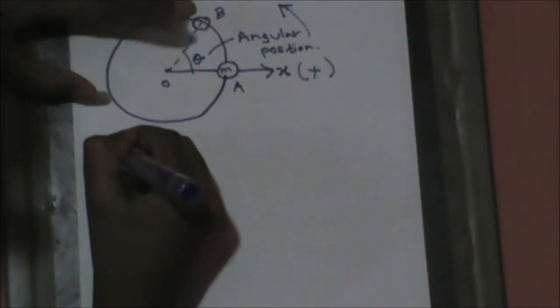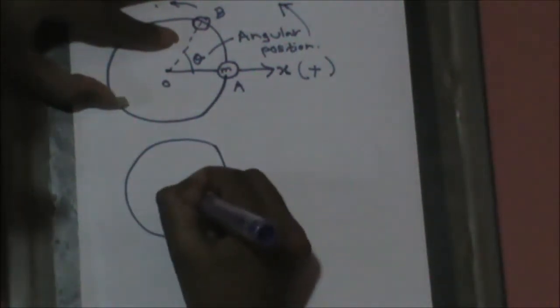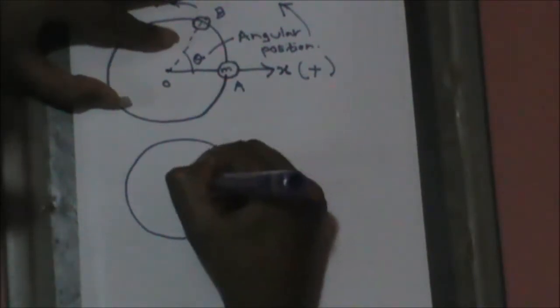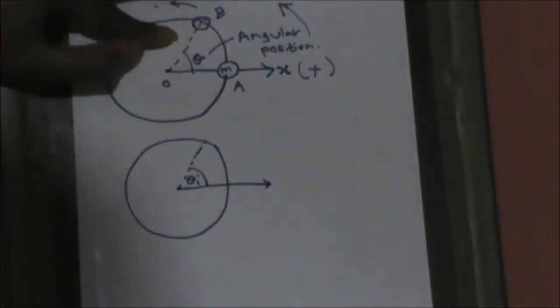And what is angular displacement? If you displace the object by some angle, I'll call the initial angular position theta i. Is it clear? Then I displace the object to here, again in the counterclockwise direction, and I'll call this angle theta f, the final angle.